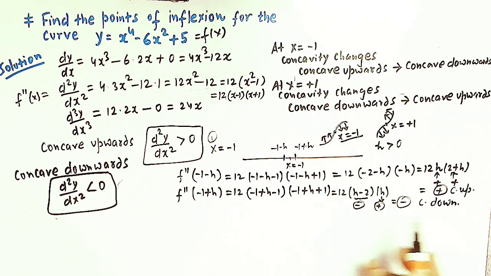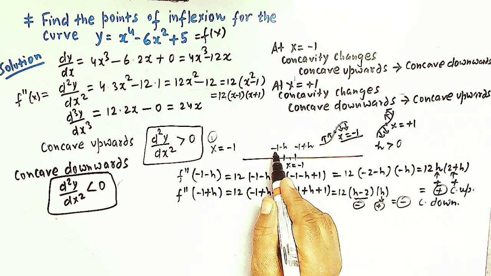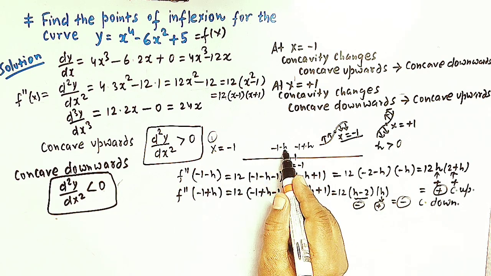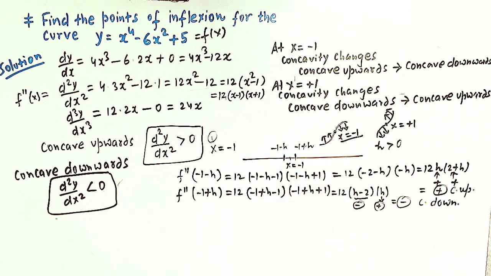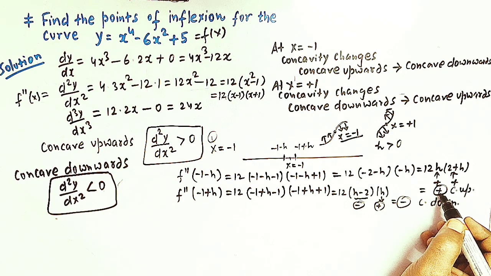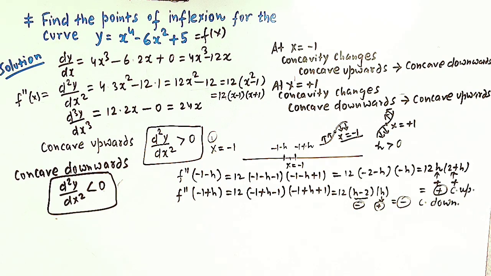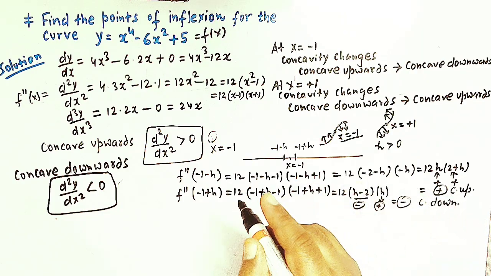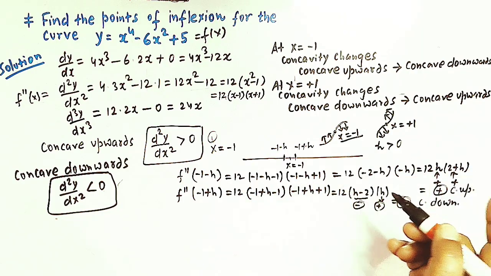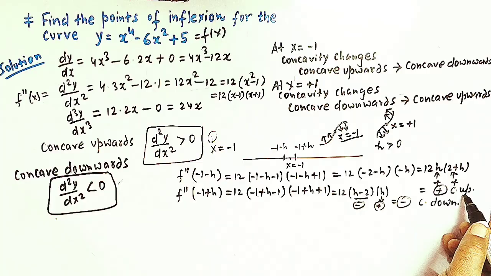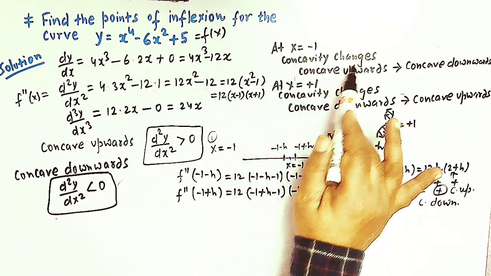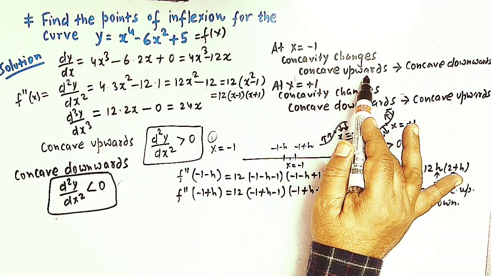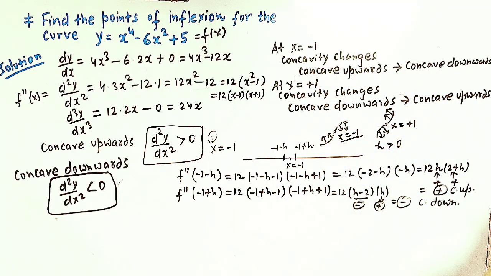Right? So we see that as we go from -1 minus h to -1 plus h through x is equal to -1, the sign of the second derivative changes from positive to negative, right? That is, the curve changes its concavity at this point from concave up to concave down. So here the concavity changes from concave up to concave down, right?